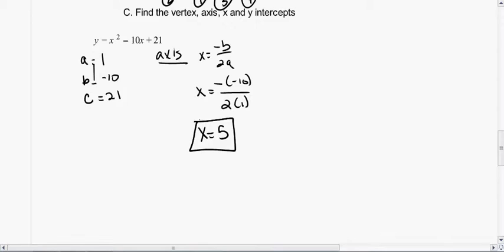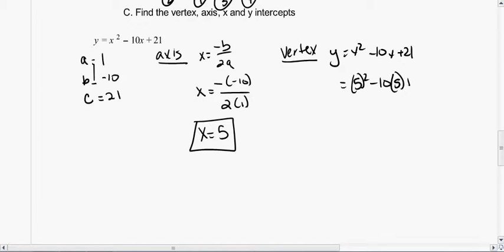I'm going to use that to find the vertex. I use the value x equals 5 to find the y value of the vertex by plugging it into the original formula. So y equals x squared minus 10x plus 21, which gives y equals 5 squared minus 10 times 5 plus 21. Simplifying, 5 squared is 25, 10 times 5 is 50, so 25 minus 50 is -25. -25 plus 21 is -4. So the y coordinate is -4, and the vertex is 5, -4.